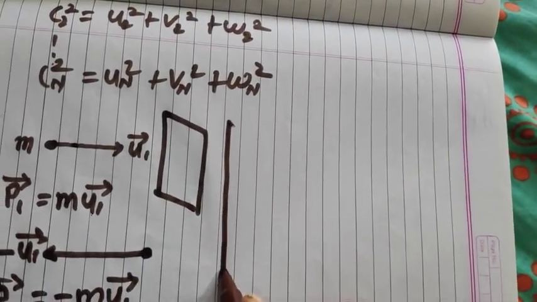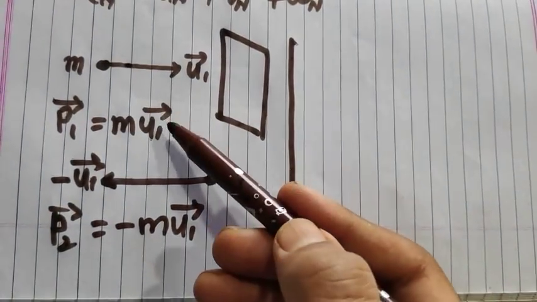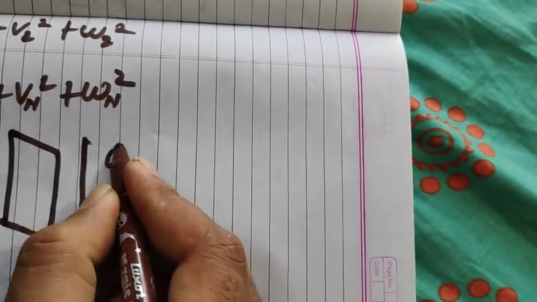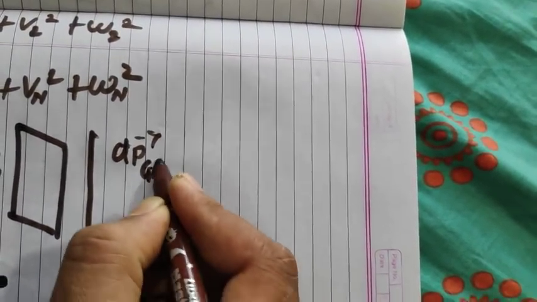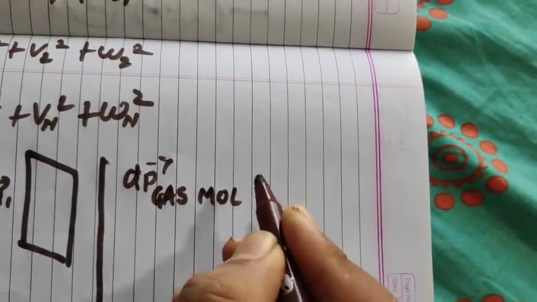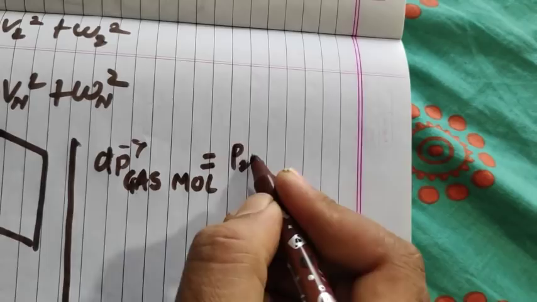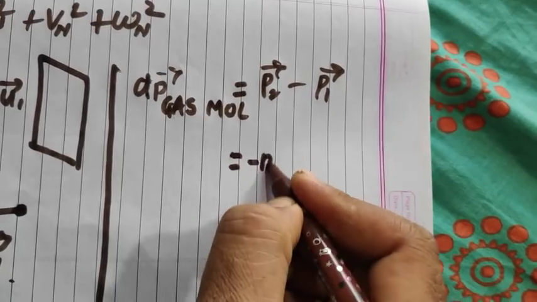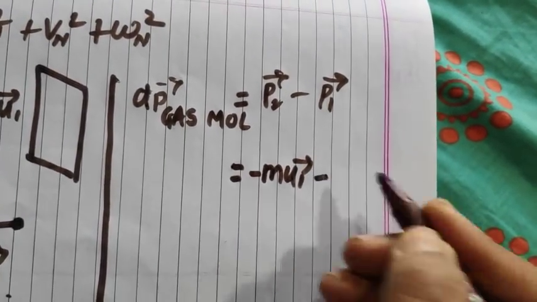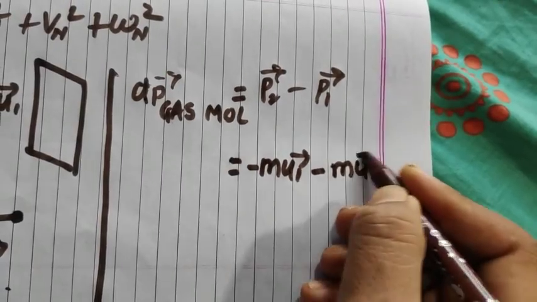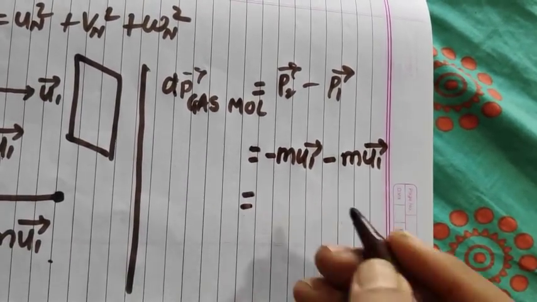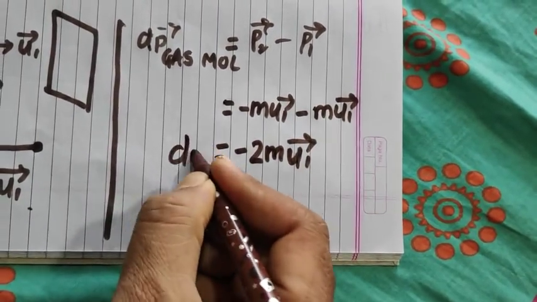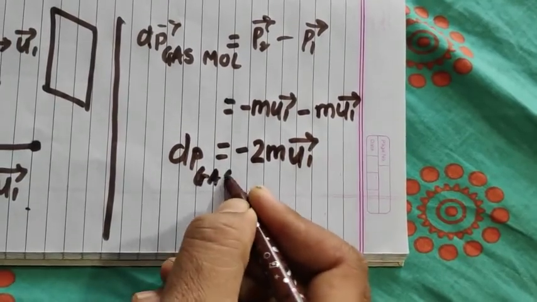Now as we have got both the final as well as the initial momentum, we can get the change in momentum. dp bar of gas molecule will be equal to P2 bar minus P1 bar. So this will give you minus m U1 bar minus m U1 bar, and you will put it together as minus 2m U1 bar. So this is the change in momentum of the gas molecule.